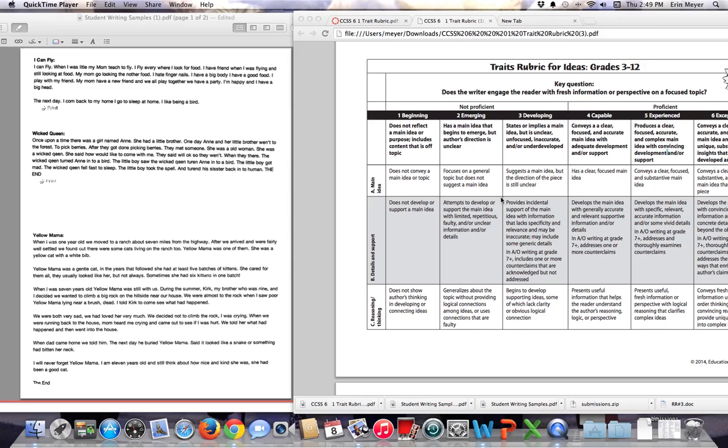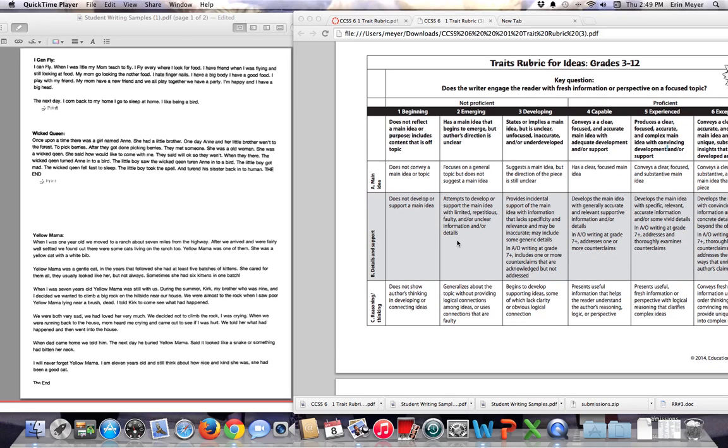Details that support. Attempts to develop or support a main idea with limited, repetitious, faulty, and or unclear information or details. Well, it doesn't give me a lot of details. It's kind of random thoughts. Does not develop or support a main idea. We really didn't give much information, so I'm thinking it's probably here around a 2. I'm really not going to give this one a 1.